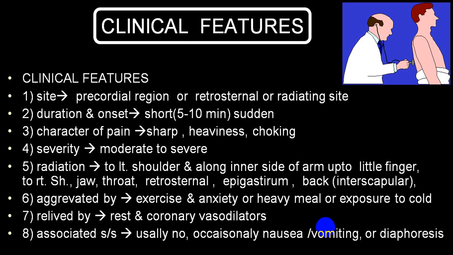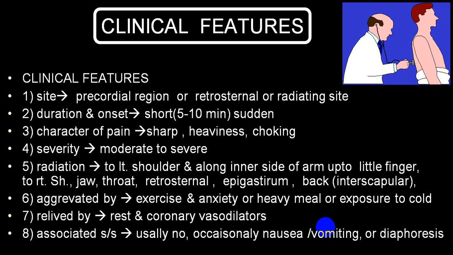Classical description we have already described before: anginal pain is a precordial or retrosternal pain which radiates to a specific site, usually lasting for 5 to 10 minutes. Heaviness, choking or suffocating sensation. Severity wise, mild to moderate usually, very rarely severe. Usually severe chest pain goes more in favor of unstable angina or MI.